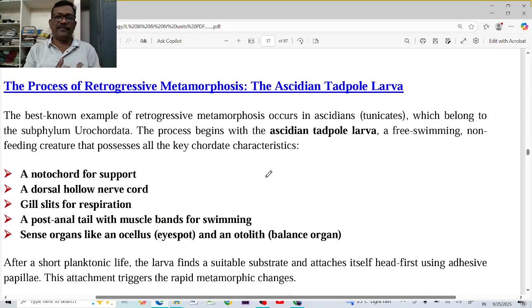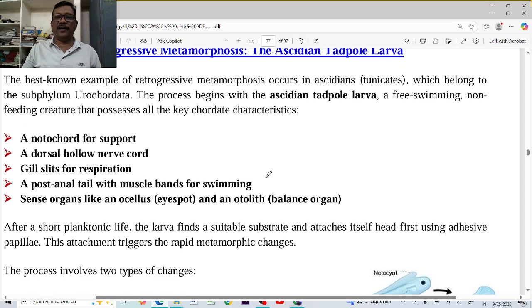Normally, in metamorphosis, what should happen? The larva should contain very few characters. The adult should develop more developed characters. That is actually called metamorphosis. But here the metamorphosis is reversing by losing all the developed characters. The best example is the ascidian tadpole larva.